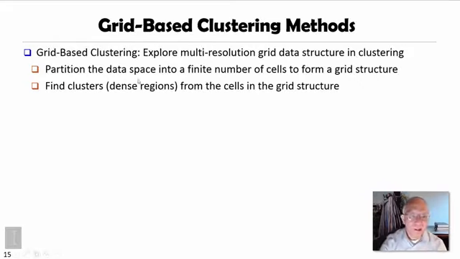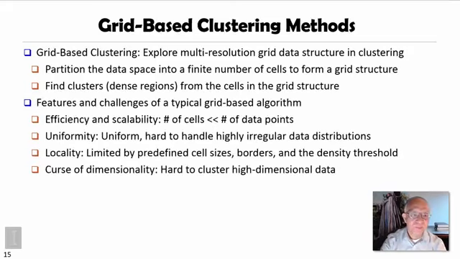That means we can partition the data space into a finite number of cells to form a grid structure. For example, on the plane, you may be able to partition this plane into 10 by 10 or 100 by 100, this kind of grid structure. Then you may find clusters or dense regions from the cells in the grid structure. That means you have a higher or lower resolution, a refined resolution or a coarse resolution, in your clustering.